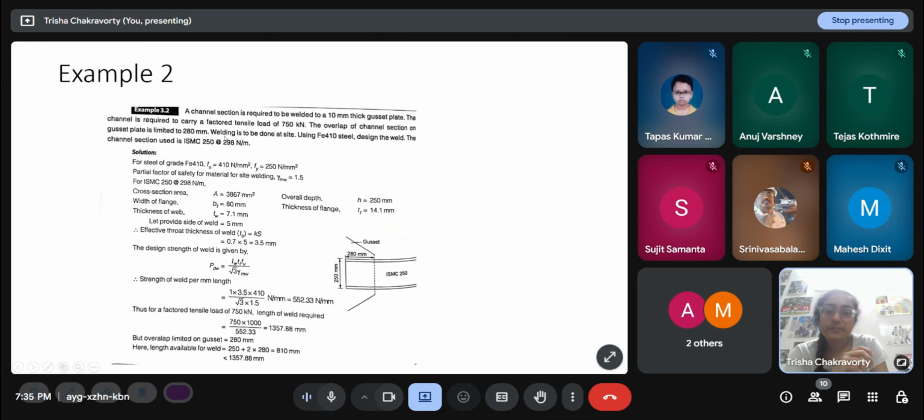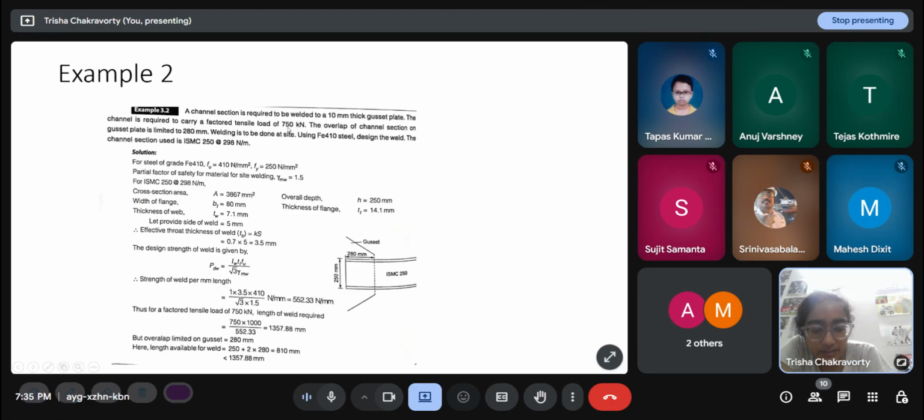ISMC 250 is a section mentioned in SP6. All its properties are mentioned. So these properties we will find are directly taken from SP6. Okay, so the cross sectional area is 3867 millimeter square. The overall depth is 250. This 250 is because generally, the dimension that is mentioned along with the section type, ISMB 200 generally has depth 200. So this is 250, but don't take it for granted.